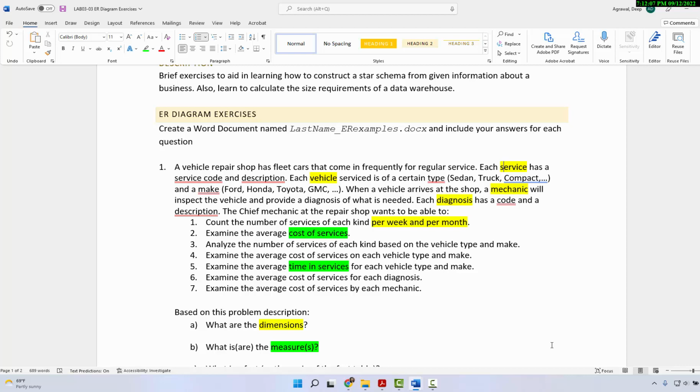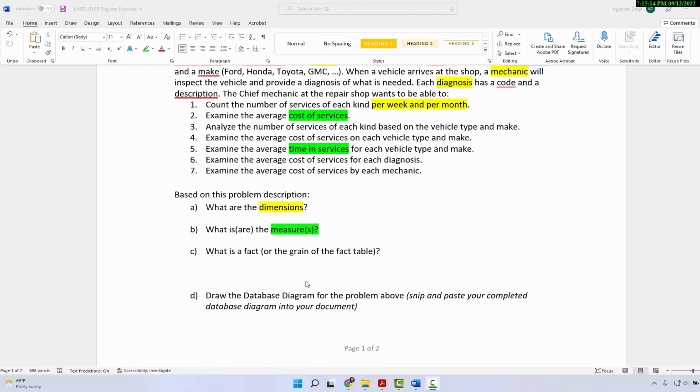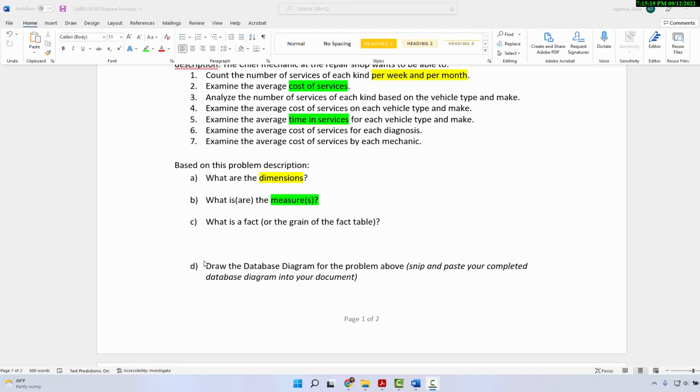So by looking at the overall description and the dimensions and measures you have identified, I would say that the grain of this fact table is going to be each individual service, for which you can specify what is the vehicle, which mechanic looked at it, what was the diagnosis, what date did it come in, what was the cost of service, and how much time did it spend in service. Make sure to write your responses in full sentences. Now, the next part of this question is draw a database diagram for the problem given above, and then you need to paste a picture of the completed database diagram in this document.